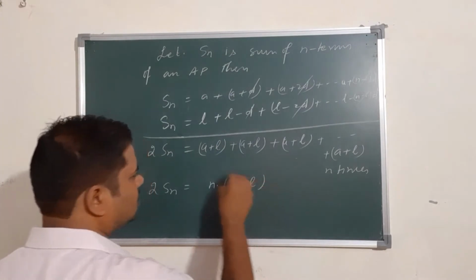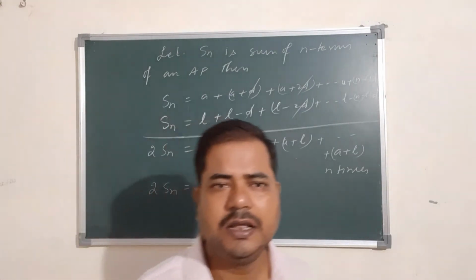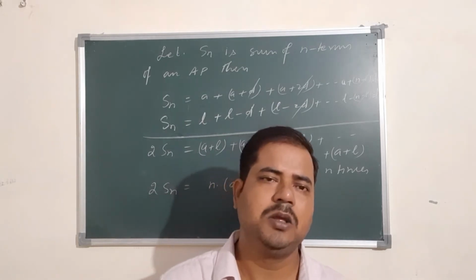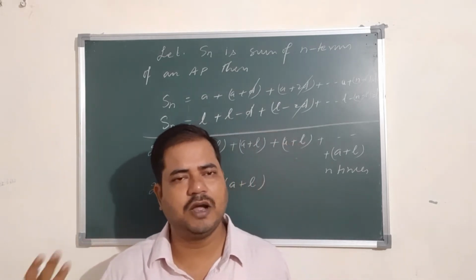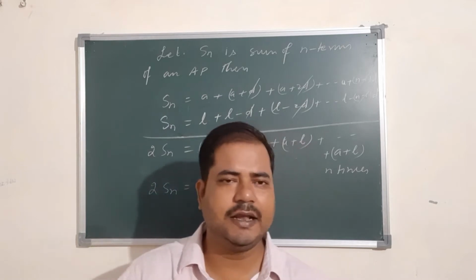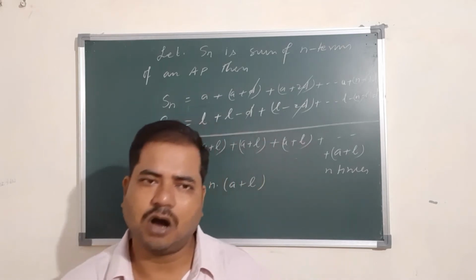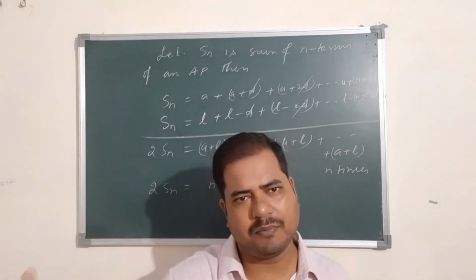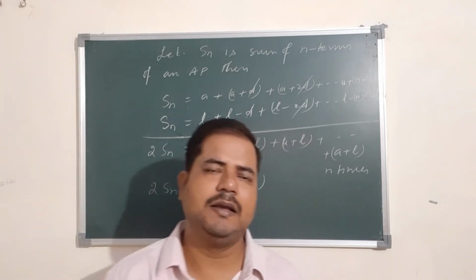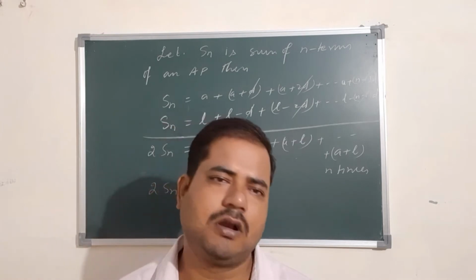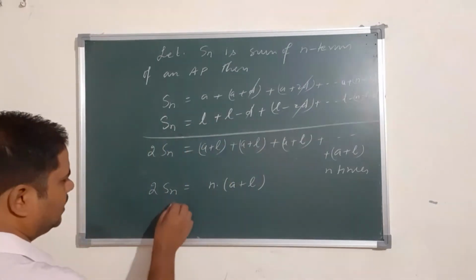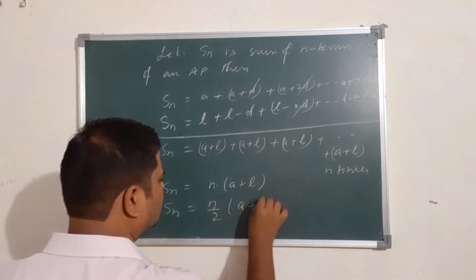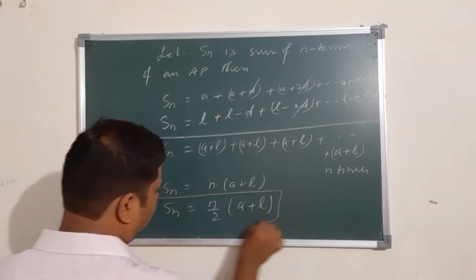Why? Because a plus l, a plus l, a plus l, if you add n times then it becomes n into (a plus l). Why? Because suppose if you add 2, 10 times, you will get 20. How will we get 20? 2 into 10. So similarly if we add a particular quantity n times, then we will get n times that quantity. So Sn is nothing but n by 2 into (a plus l). So this is the formula for Sn.